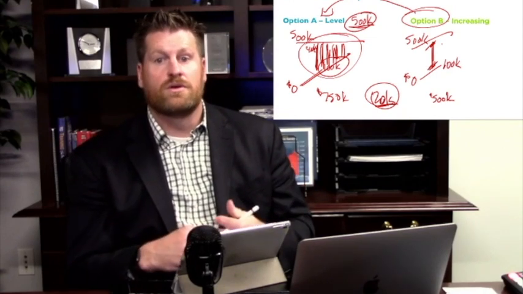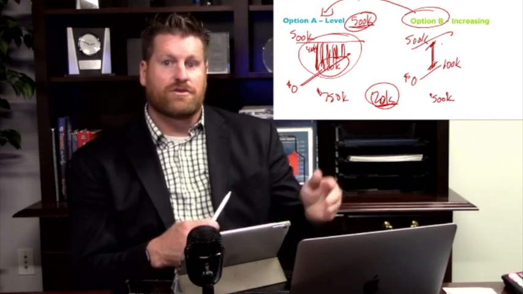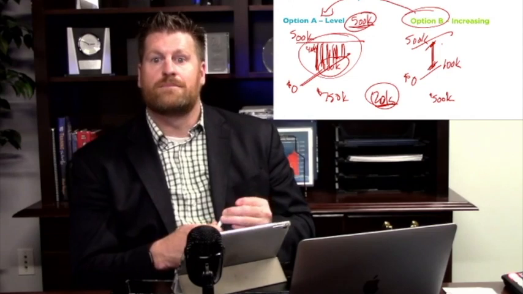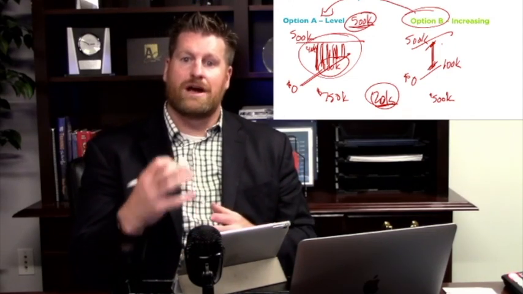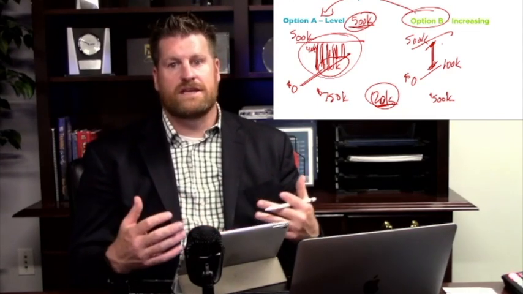So reach out to us. The structure is key. Subscribe and let us know your thoughts. Structuring your index universal life policy with both an option A and B combination is what's going to create the success that you need.